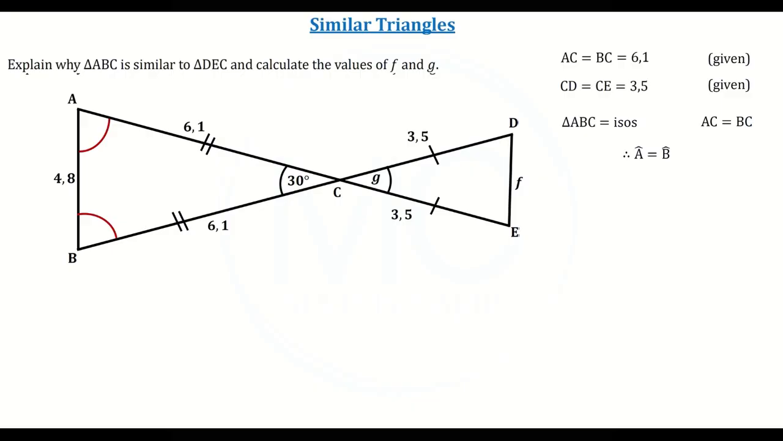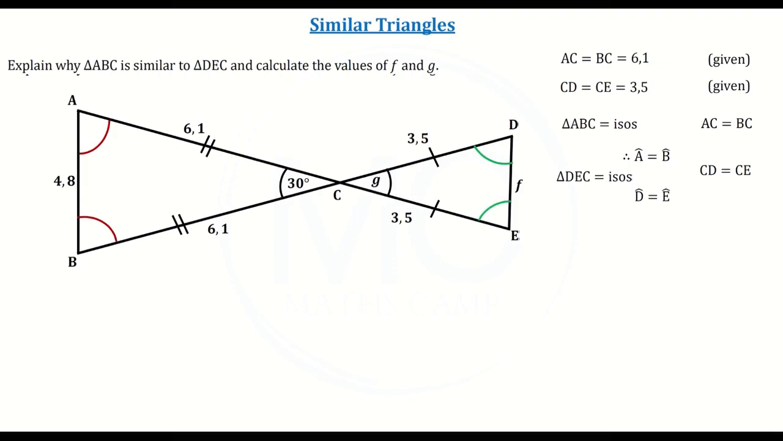In triangle DEC, we know that CD and CE are both 3.5 units long. So this is also an isosceles triangle. So we can make the statement that triangle DEC is isosceles because side CD is equal to side CE. If side CD is equal to side CE, then angle D must be equal to angle E. Let's make a note of this on our diagram, and we can mark angle D and angle E in green.